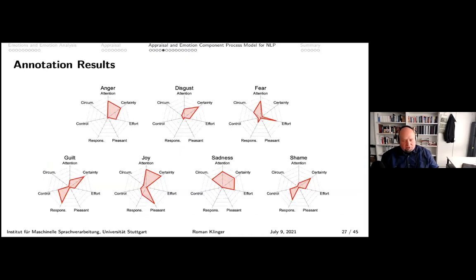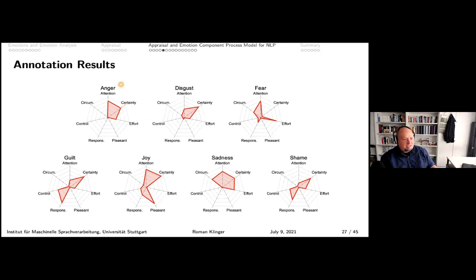So when you do this, you can analyze the corpus, of course. The corpus already had these emotion annotations. Now we can look into the link of these appraisal annotations to these emotions. Some things are very nice, and some perhaps show some noise. But let's first point out the nice things.